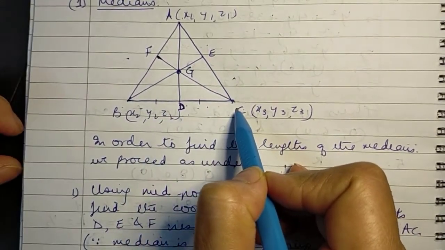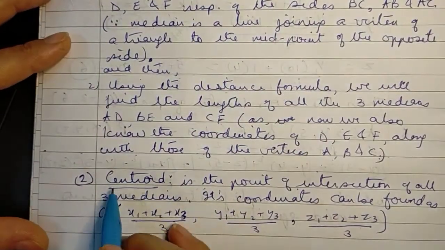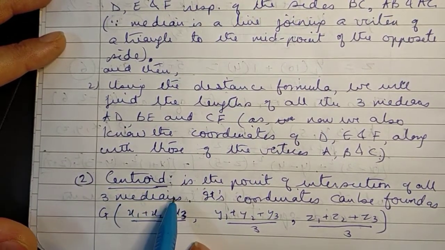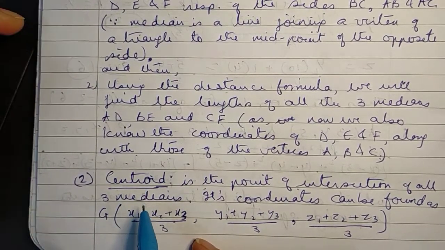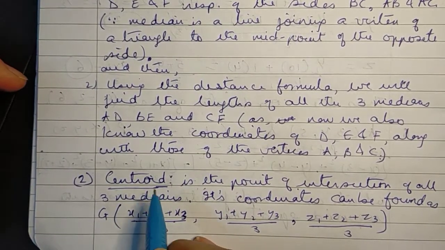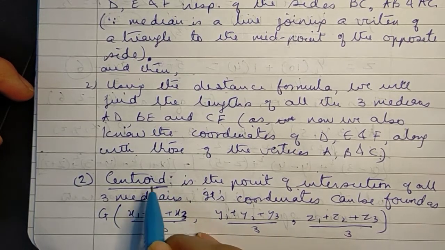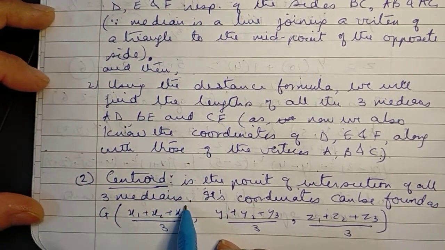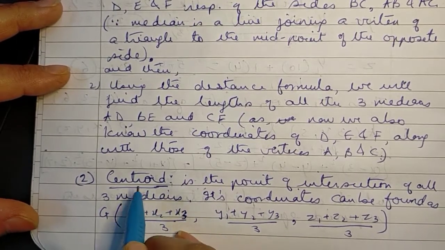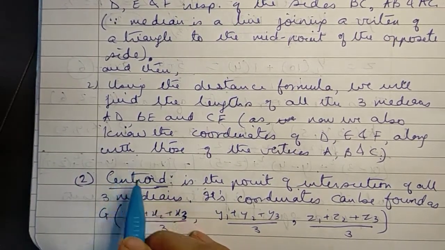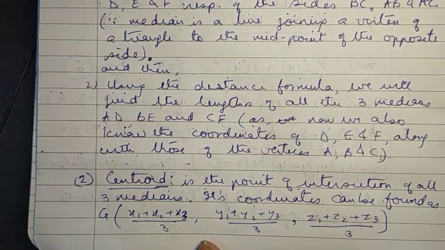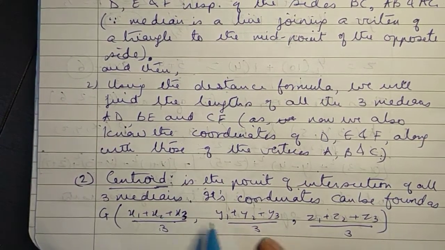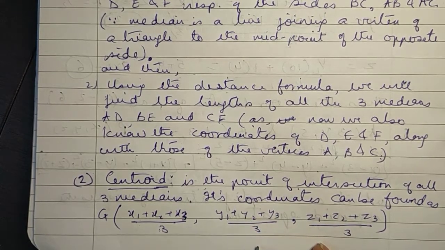vertices of a triangle. Now another kind of question could be that you will be asked to find the centroid of a triangle if you are given the three vertices. Now, as you all are already aware, the centroid of a triangle is the point of intersection of the three medians of the triangle. And also we know that in a two-dimensional plane, we have already done that the coordinates of the centroid can be found out by taking the mean of the x coordinates of the three vertices and the mean of the y coordinates of the three vertices.